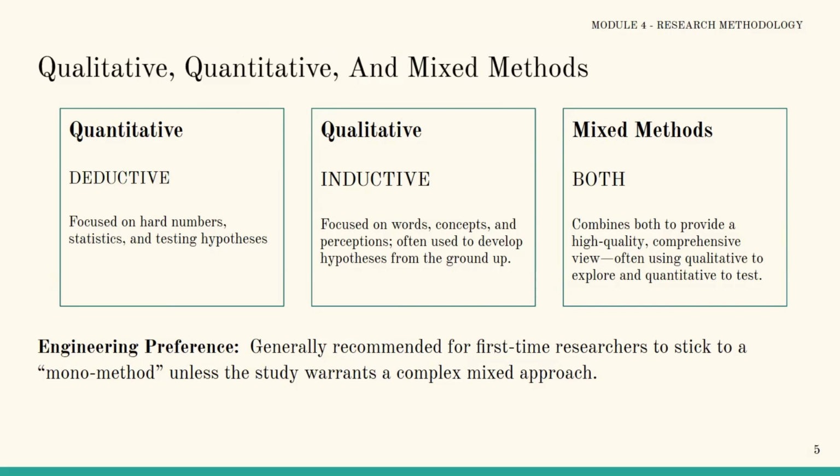So in engineering research projects, it's generally recommended for first-time researchers to stick with a mono method, which is actually quantitative methods, unless the topic warrants other methods or a mixed method.